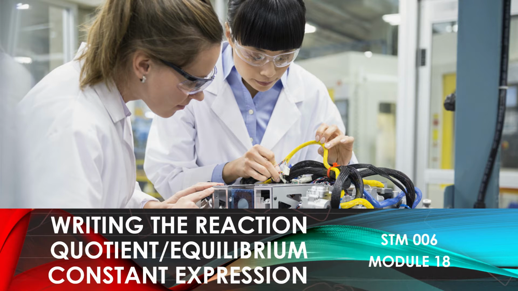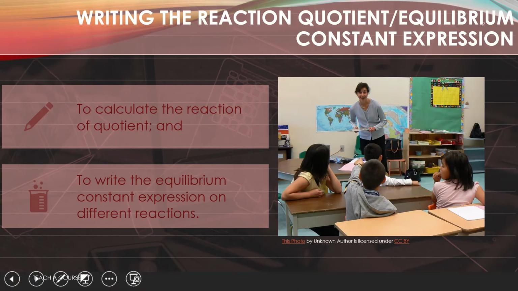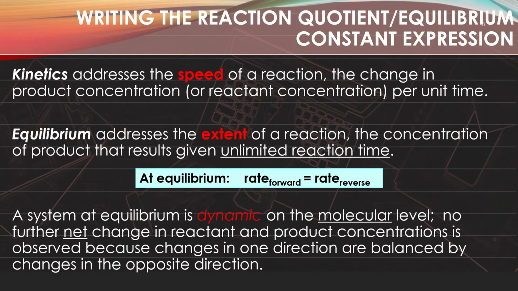Today we will talk about module number 18, which is about writing the reaction quotient and the equilibrium constant expression. So before we begin, let us have our lesson objectives. By the end of this lesson, you can say that yes, I can calculate the reaction quotient and I can write the equilibrium constant expression on different reactions. Now, before we delve into our main topic, let us have our definition of terms.